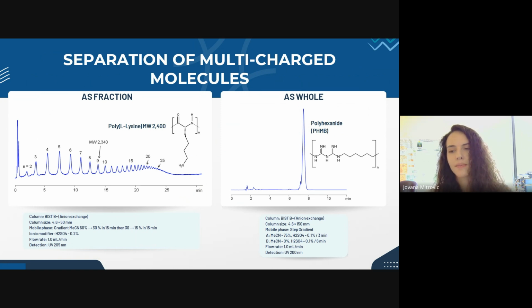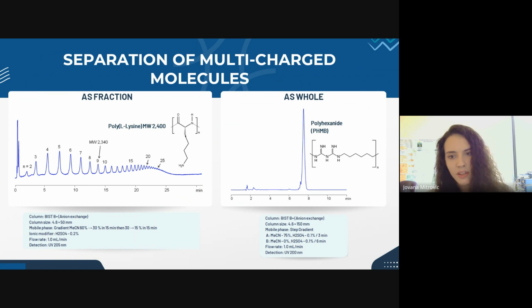And this approach is particularly useful when we're interested in fractioning the polymer, for example, during purification, quality control, or characterization of size distributions. The BIST mechanism provides the selectivity needed to resolve those subtle differences in polymer size and charge. Now, on the other hand, let's say our goal is different. Rather than separating fractions, we want to analyze or quantify the polymer as a whole. In this case, we use a step gradient method, which is a faster and very simple approach.